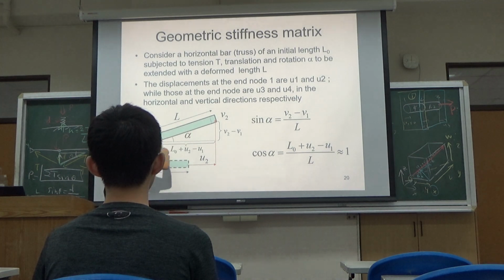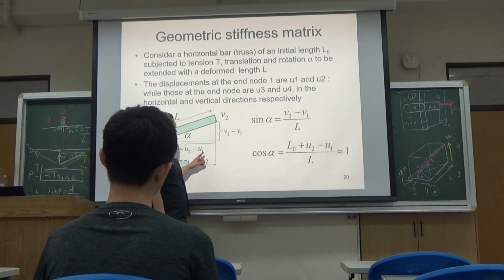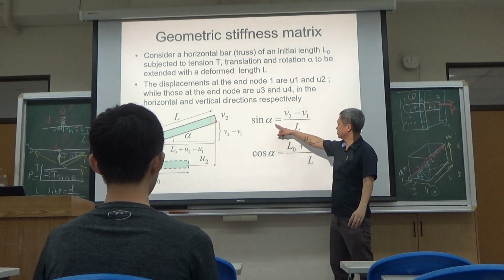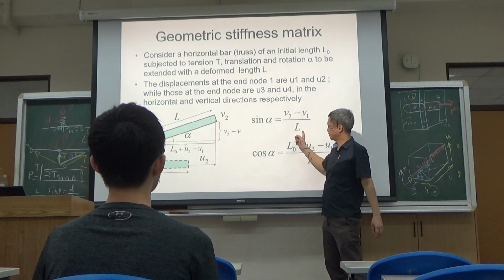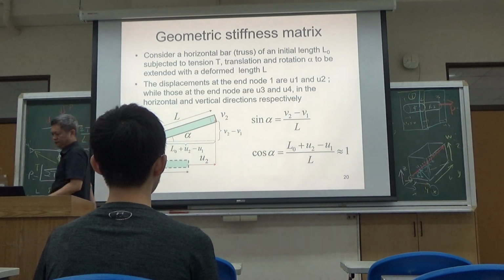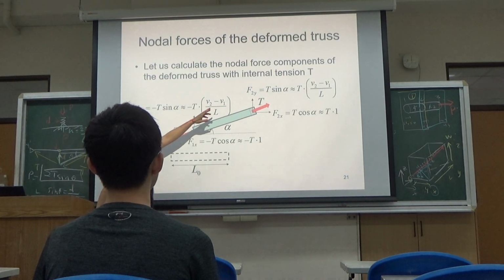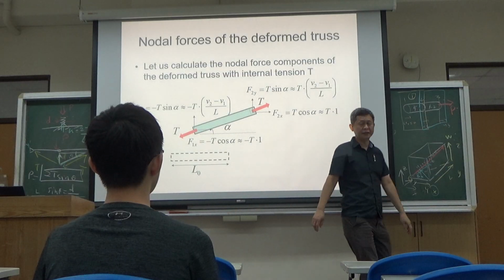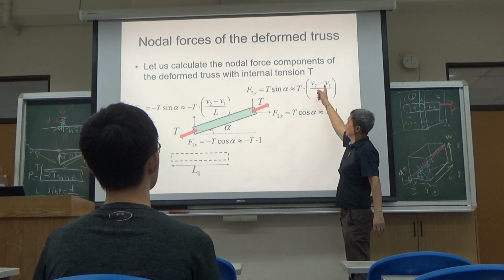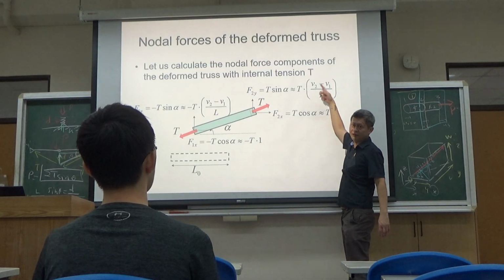What is the new length? If the teeth is placed by U1, V1, another teeth is placed by U2, V2. So you can already find the inclinations, vertical displacement change divided by the starting length. You can also find the cosine, which is about equal to 1. And finally, can you find what is the tip force? The tip force is tension times the D over L. What is D? D is vertical displacement difference.